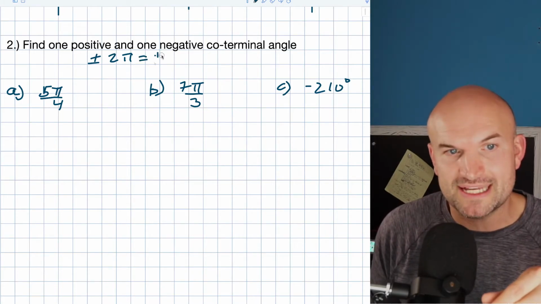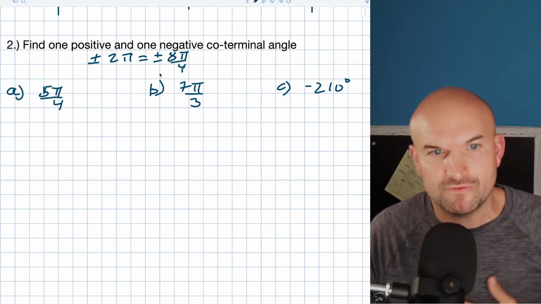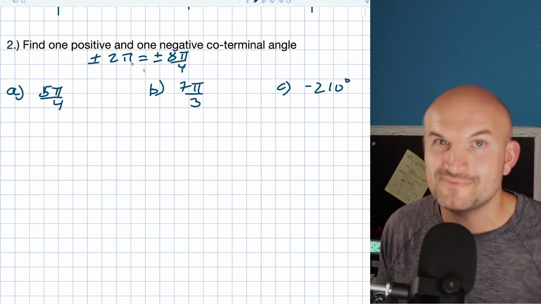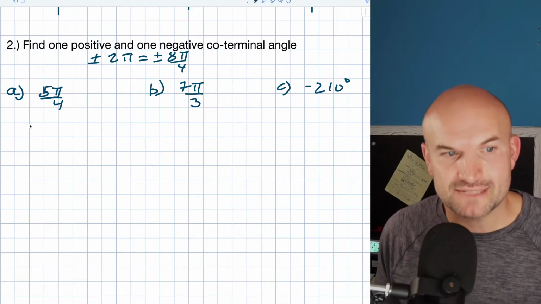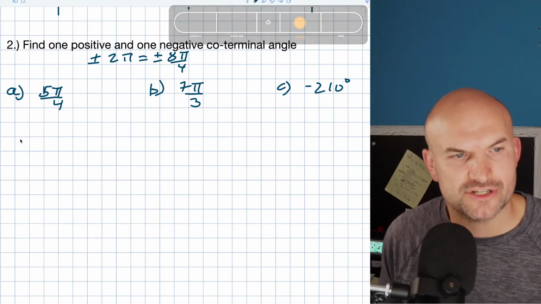So that is the same thing as plus or minus 8 pi over 4, right? Wouldn't you agree that 8 pi over 4 is the same thing as 2 pi? It is. So when I add and subtract 2 pi over 4, right? So if I take, let's actually write it out.